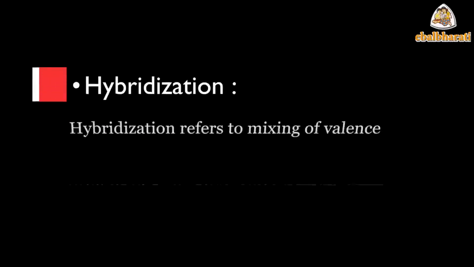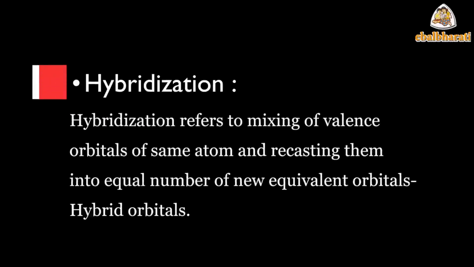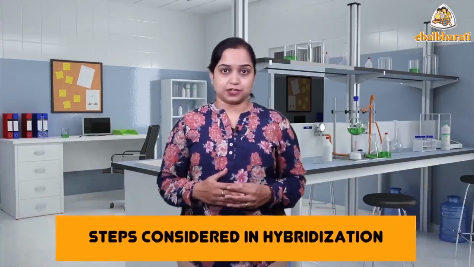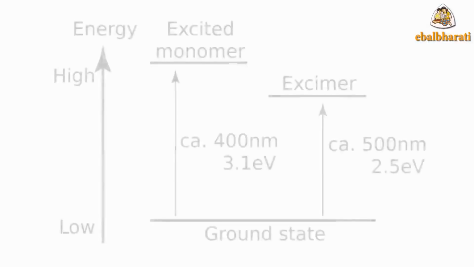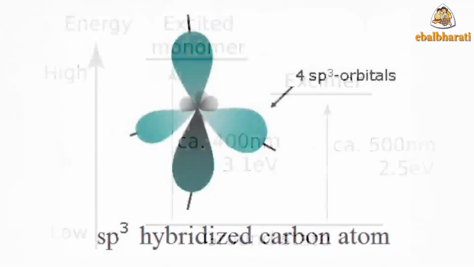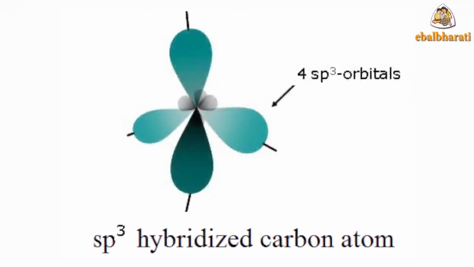Hybridization. Definition: hybridization refers to mixing of valence orbitals of the same atom and recasting them into an equal number of new equivalent orbitals, called hybrid orbitals. Steps considered in hybridization. First, formation of the excited state. Second, mixing and recasting of orbitals. So let's study the formation of the excited state now.